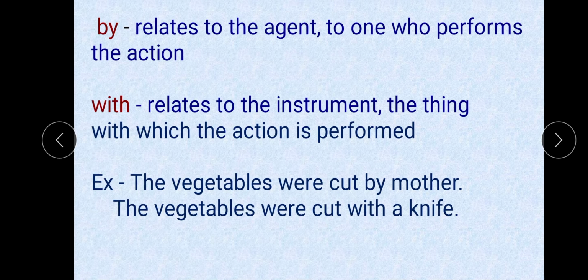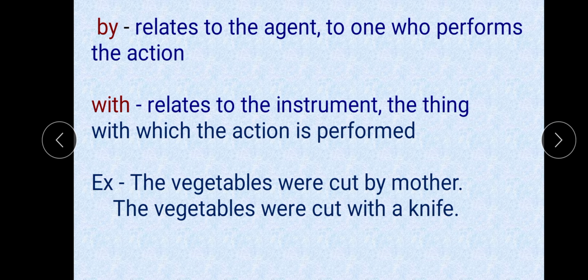Next, the use of by. By is related to the agent, when an action is performed by someone, some agent. In that case we use by. We use with when the action is related to an instrument. That means the action is performed with the help of a thing.